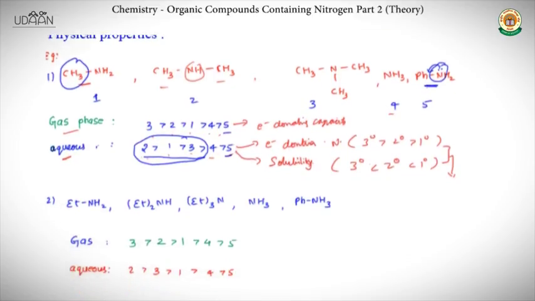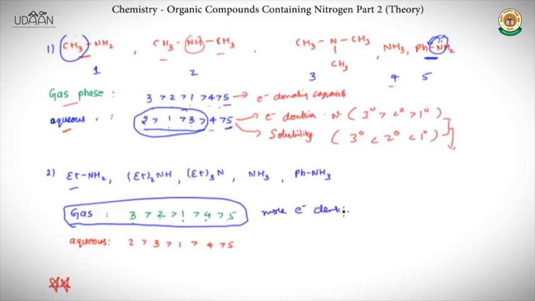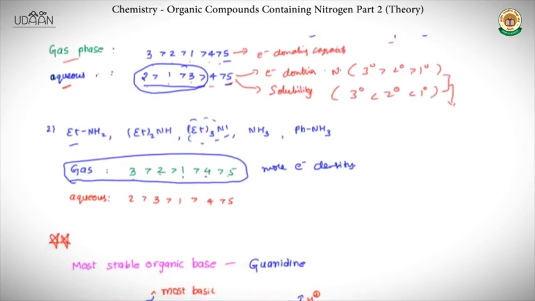Now what if you replace this methyl with ethyl? Now in the gas phase the result is the same, that is, tertiary would be greater than secondary than primary, and you have 4 greater than 5. This is because, as you are already taught, in tertiary the nitrogen has more electron density. This is because all these 3 methyl groups, as in the previous example, or these ethyl groups, donate electrons by plus I effect.